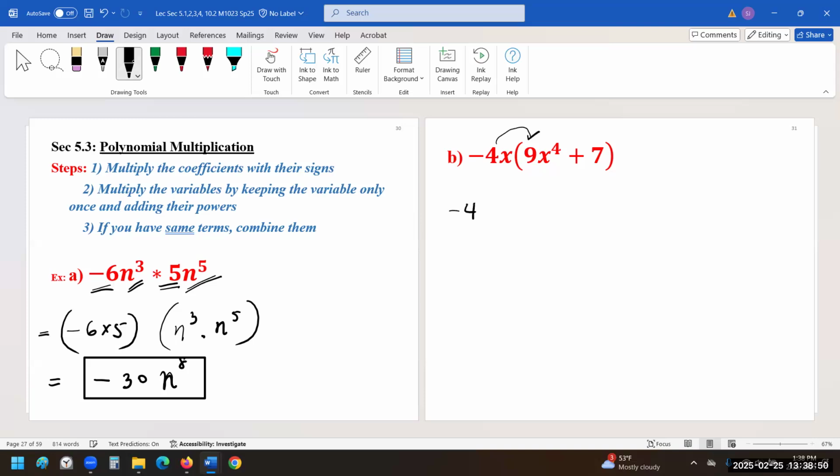So we do negative 4x times 9x to the 4 and negative 4x times the 7. So distribute, and we do the exact same thing as what we did on the left page. Multiply numbers, combine the variable, add the powers.